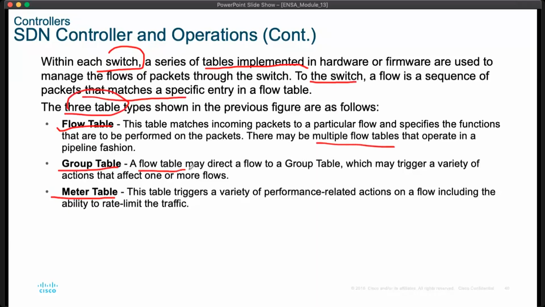Group table: a flow table may direct a flow to a group table, which may trigger a variety of actions that affect one or more flows. And then the meter table triggers a variety of performance-related actions on a flow, including the ability to rate limit the traffic. So these are the three tables.